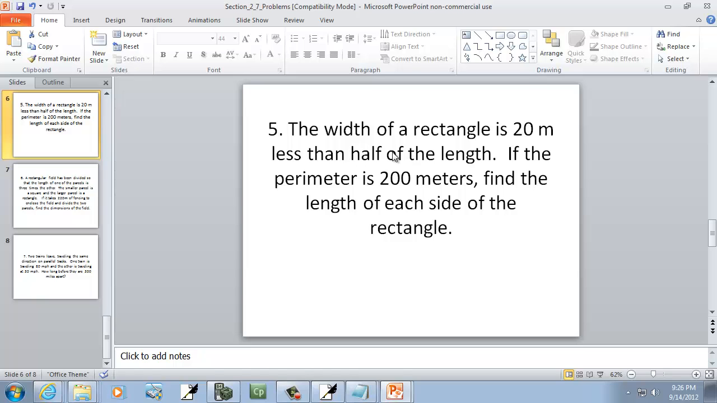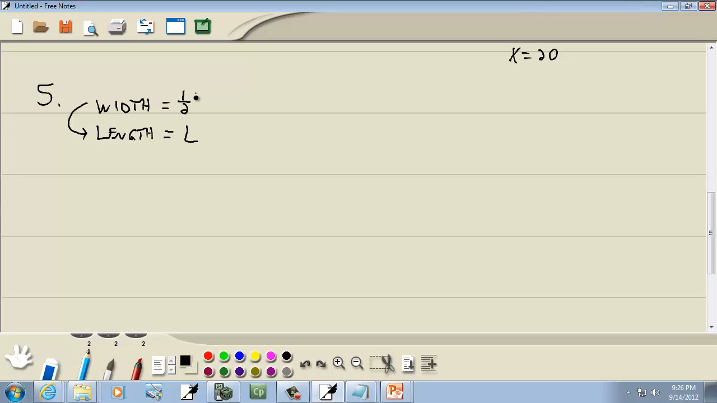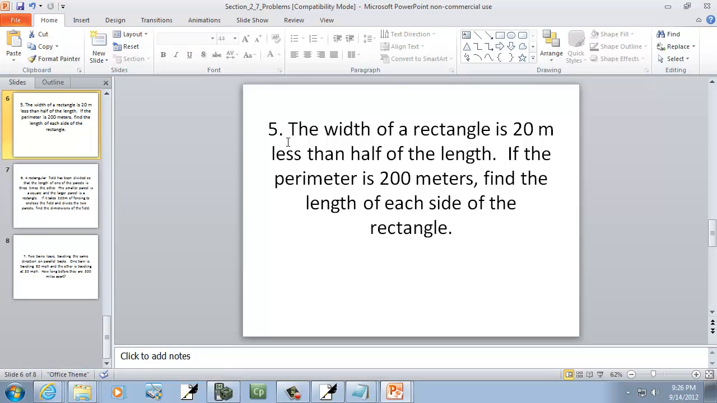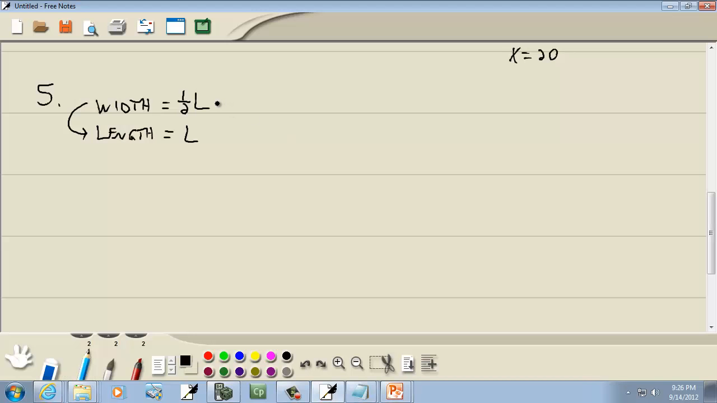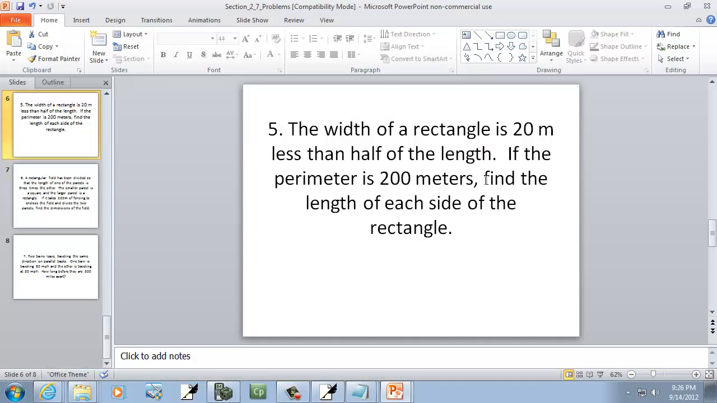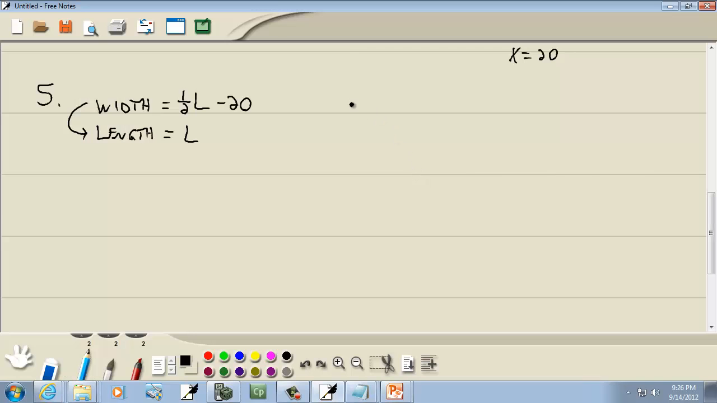Width of a rectangle is 20 meters less than half of the length. Well, half of the length, that's 1/2 times L. Now, 20 meters less, that means minus 20. Okay. And then it says find the length of each side. Okay, the perimeter is 200. Well, we got a formula for a perimeter for a rectangle. It's 2 times L plus 2 times W. L is our length, W is our width, and P is our perimeter.